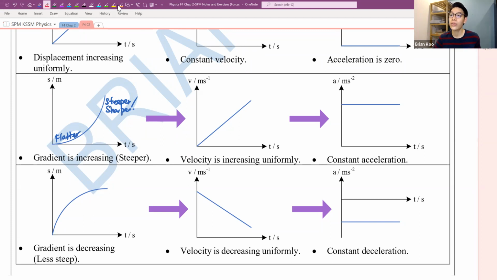Okay, how do I know that the gradient is increasing? Let's say at this point, the gradient is this value. Let's say at this point, the gradient looks something like that one. Okay, let's say at this point, the gradient would be something like this.